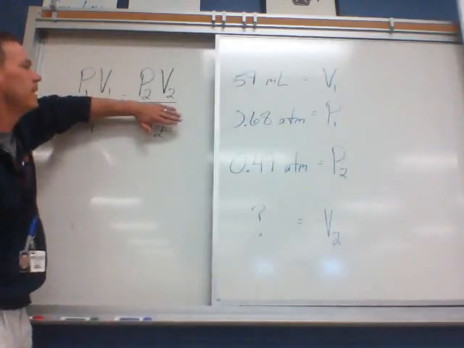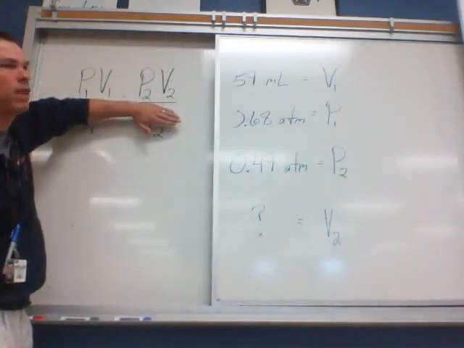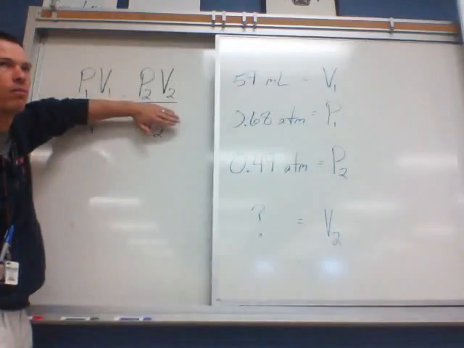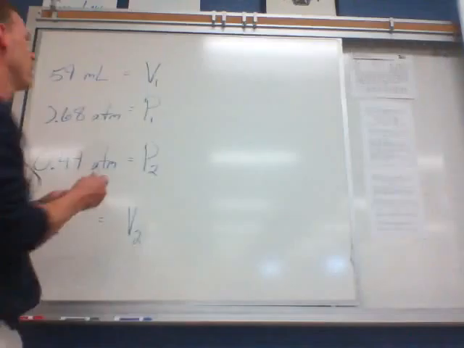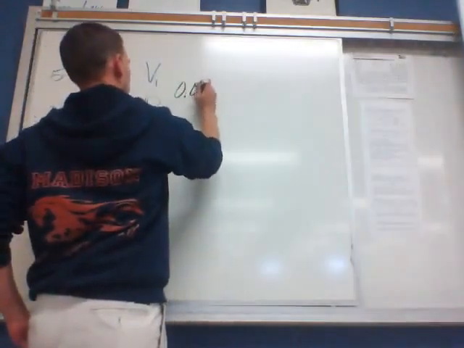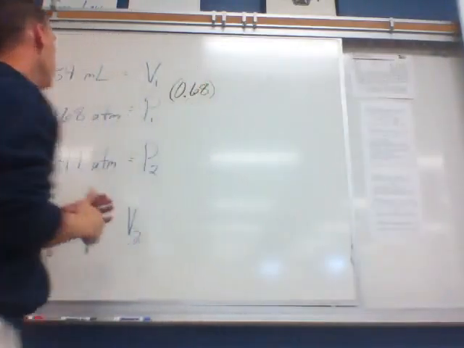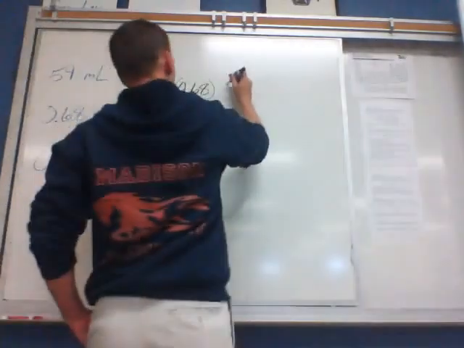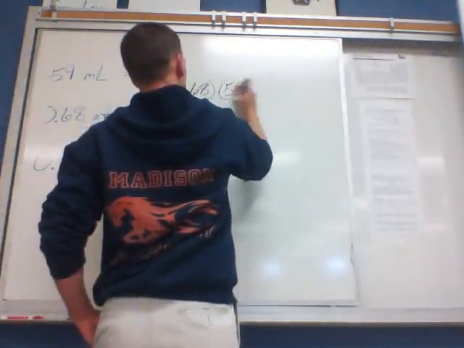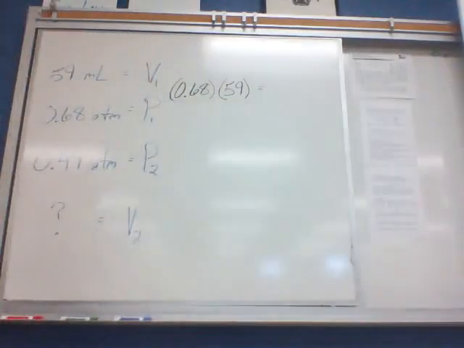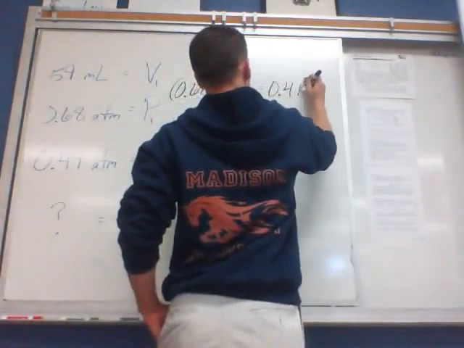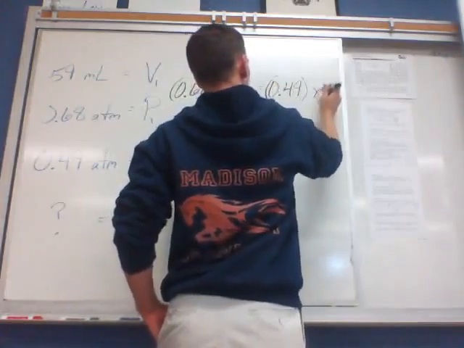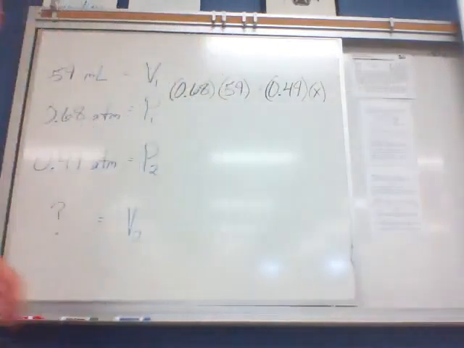If we ignore the T's, the equation becomes P1V1 equals P2V2. So P1V1, P1 is 0.68, V1 is 59, equals P2V2. P2 is 0.49, and V2 is our unknown.